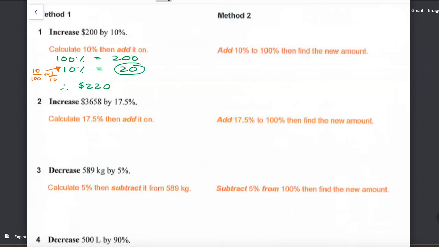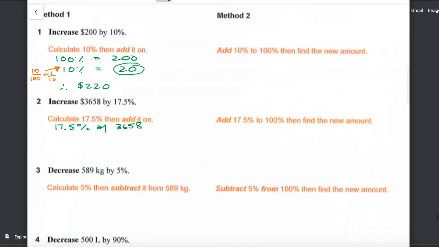Let's have a look at this method 1 for our second situation. Let's increase $3,658 by 17.5%. So because we know 100% is 3,658, I want to work out 17.5% of 3,658. Now I know that 17.5% is 0.175 lots of 3,658. Remembering that 17.5% is 17.5 divided by 100. So I've written it as a decimal.